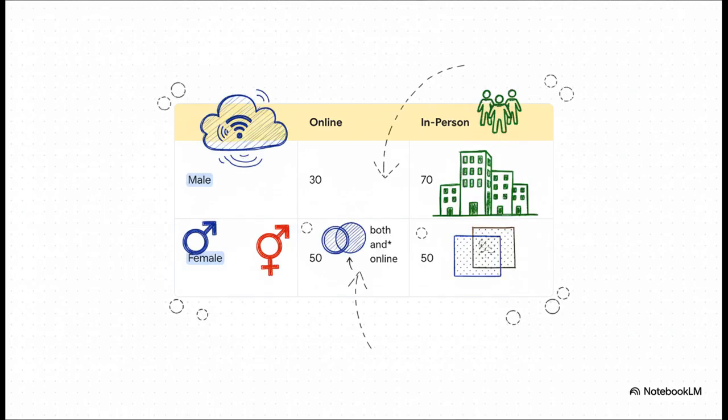And now, let's plug in the numbers. Let's imagine we surveyed 200 students, and this is what we found. That 30 in the top left, that means 30 students are both male and prefer online learning. And the 50 down in the bottom right, that's 50 students who are female and prefer in person. Each number, what we call a cell count, shows us where those two categories overlap.